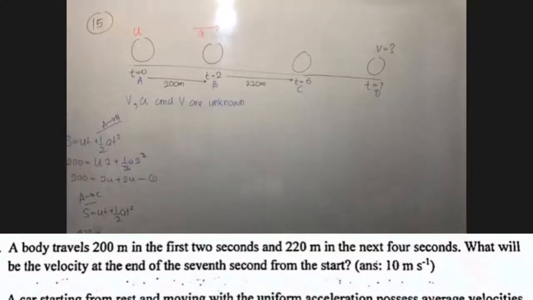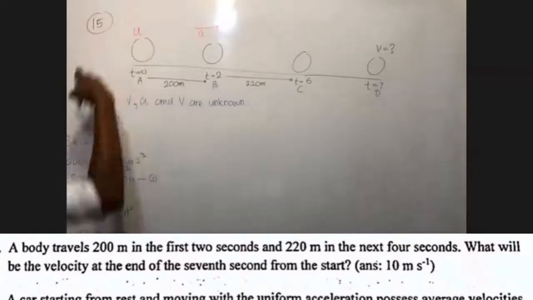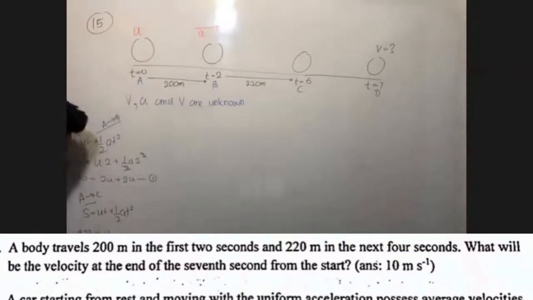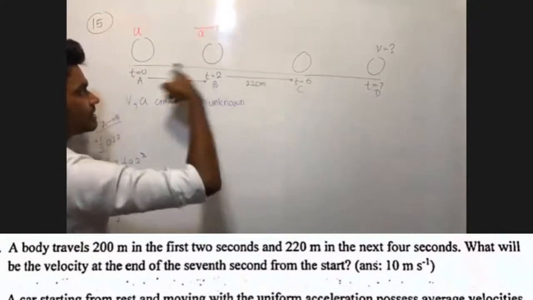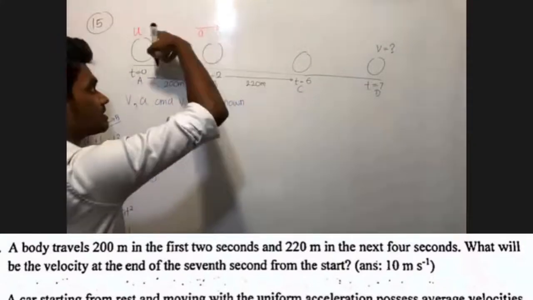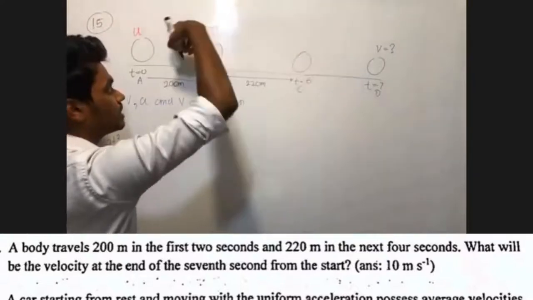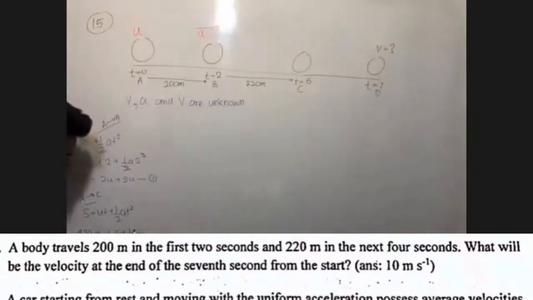420 meters. Right? What is U? Initial velocity is U. I don't know what that is. What is the time taken? To reach C, it has taken 6 seconds. What is the acceleration? A constant acceleration throughout from A to D. Same acceleration, A. So that is also unknown.